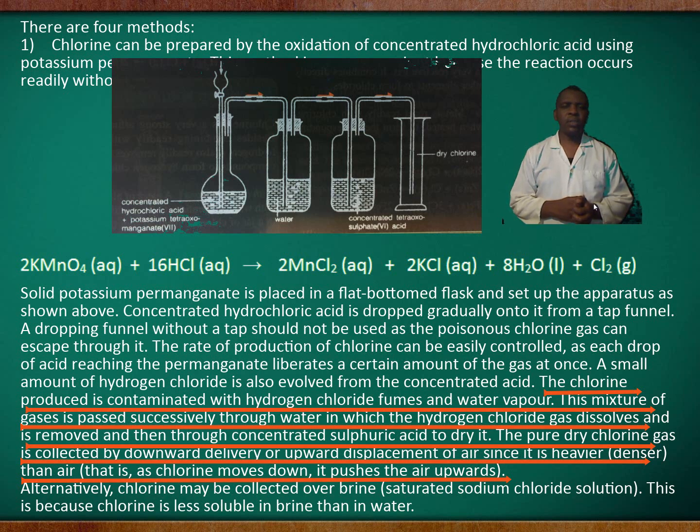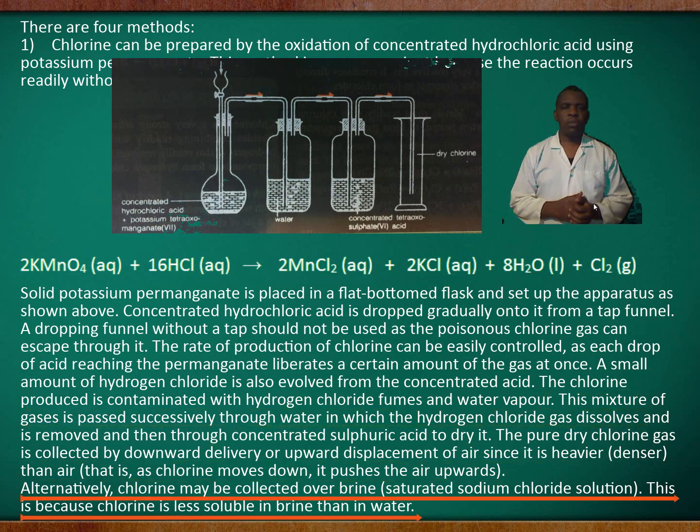That is, as chlorine moves down, it pushes the air upwards. Alternatively, chlorine may be collected over brine, that is concentrated sodium chloride solution. This is because chlorine is less soluble in brine than in water.